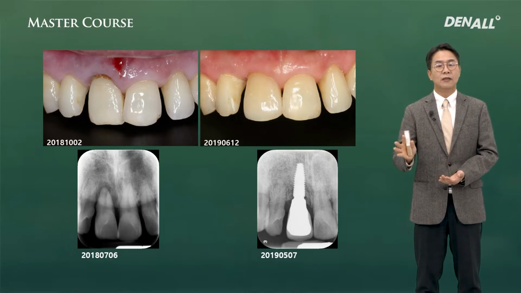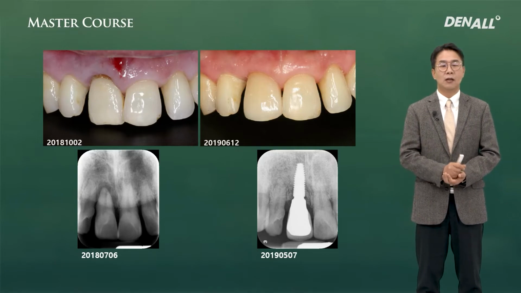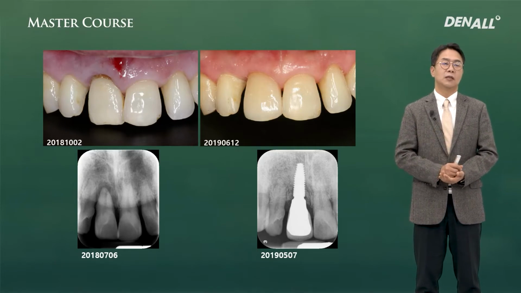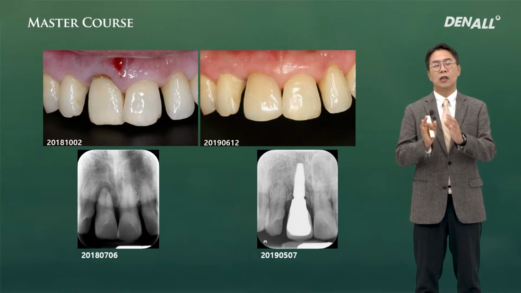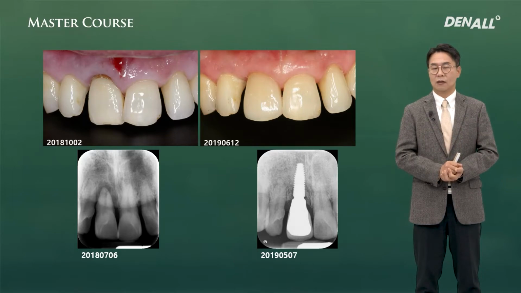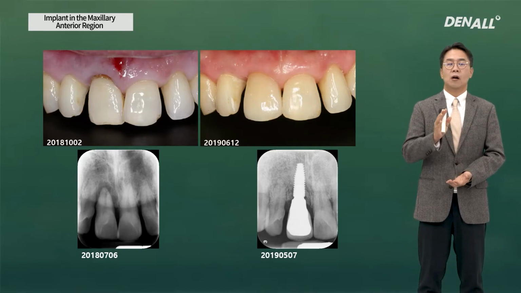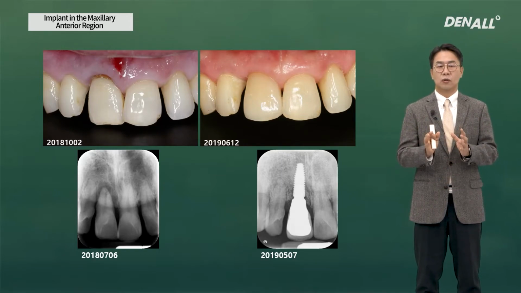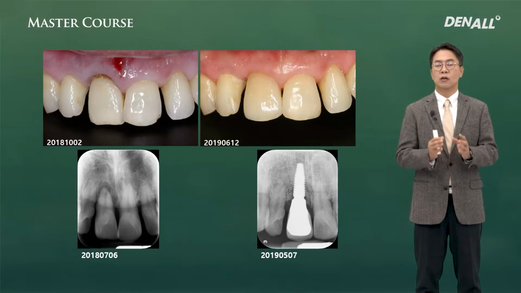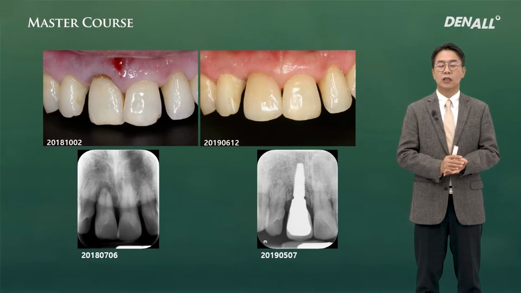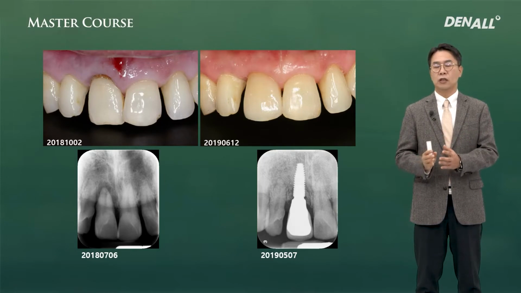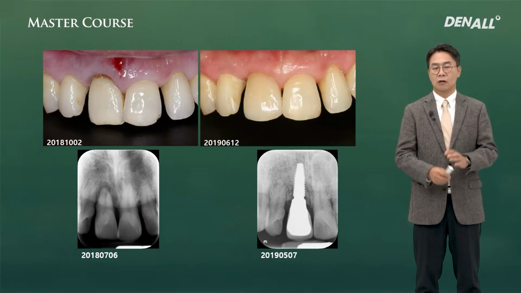The outcome is very aesthetic. But what do you think? Do you think the implant was placed immediately or after the site is healed? In this case, there was a huge deficiency in soft tissue and hard tissue. So the tooth was extracted and the socket preservation was done to stabilize the hard tissue and soft tissue. After a certain period of time, the implant was placed.